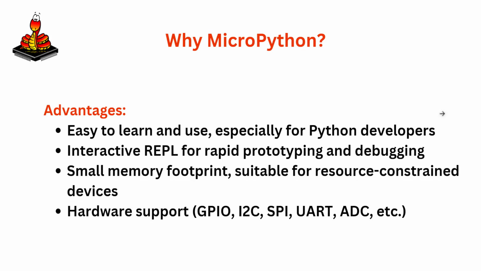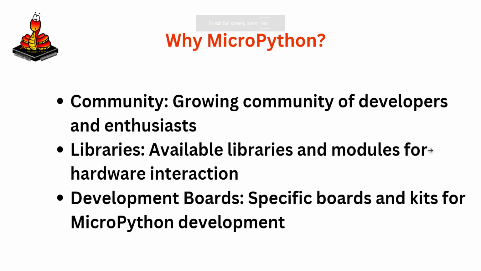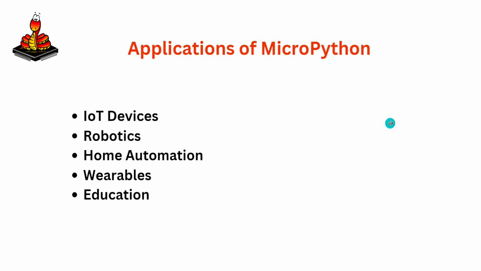Hardware support: you can program GPIOs, you can program I2C, you can program SPI, ADC, PWM. It supports many things. Even Wi-Fi connectivity is supported, right, all of you. MicroPython has great community support, a growing community of developers and enthusiasts, and also it has libraries and modules available for hardware interaction, and it actually helps us to program different types of hardware boards and kits. So there are already specific boards and kits for MicroPython development, right, all of you. In our course we are going to use ESP32, right?